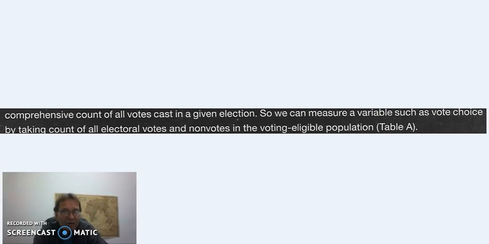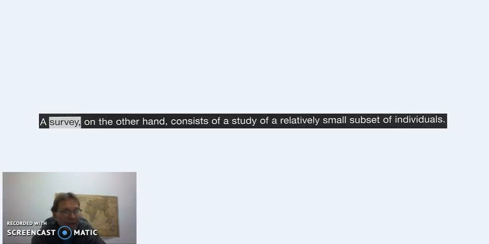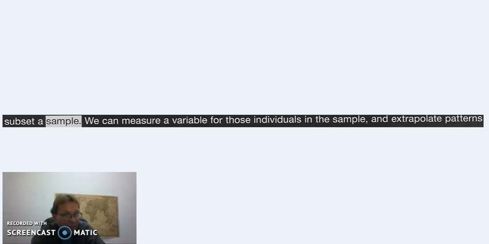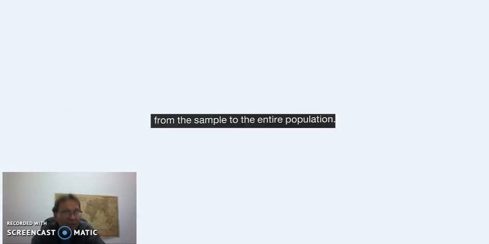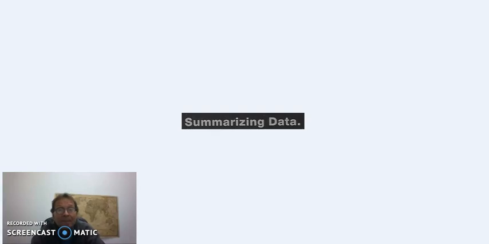An election is a census, as it is a comprehensive count of all votes cast in a given election. So we can measure a variable such as vote choice by taking count of all electoral votes and non-votes in a voting eligible population, and that's what we did in Table A. A survey, on the other hand, consists of a study of a relatively small subset of individuals. So it is a study of a subset of individuals, and we call this subset a sample. We can measure a variable for those individuals in the sample and extrapolate patterns from the sample to the entire population. And that's risky business.